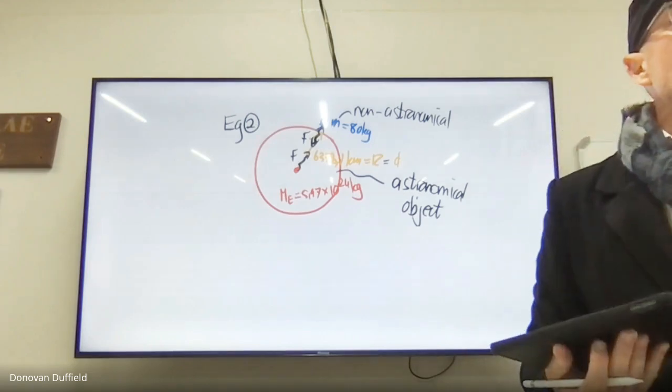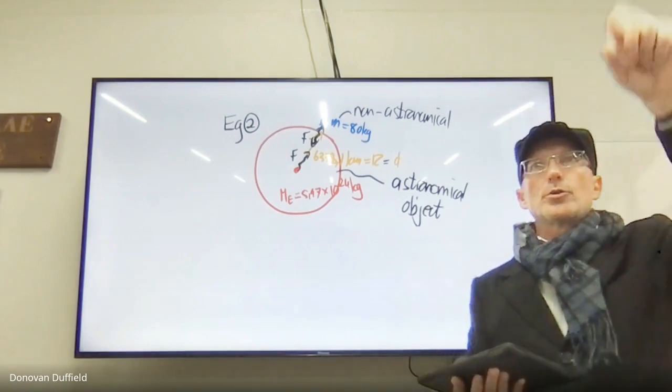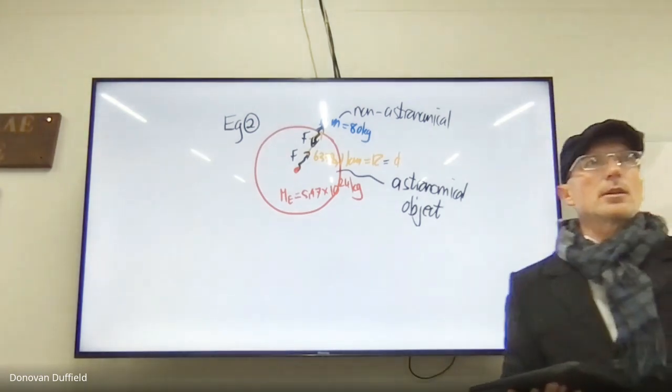But because its mass is so big, the acceleration is so small. When you learn Newton's second law, acceleration is force over mass. If the mass is so big, your acceleration is virtually zero.